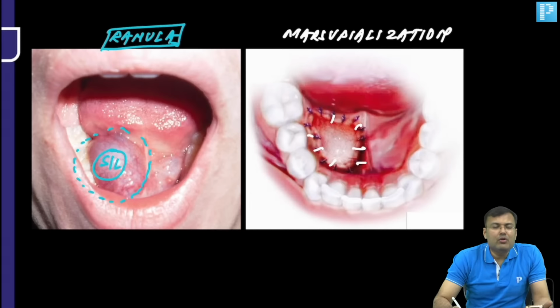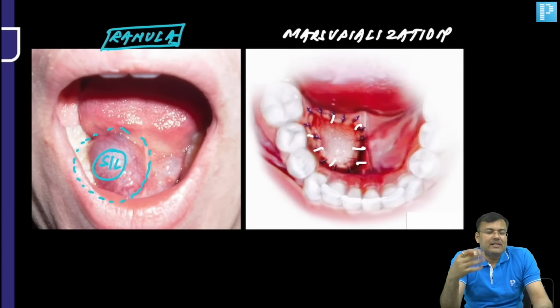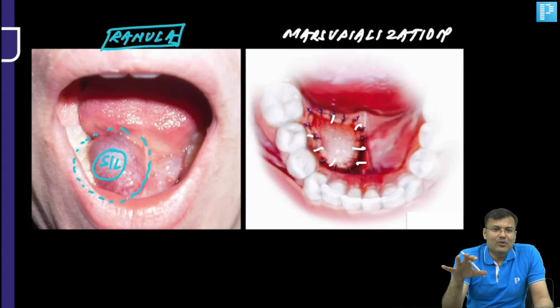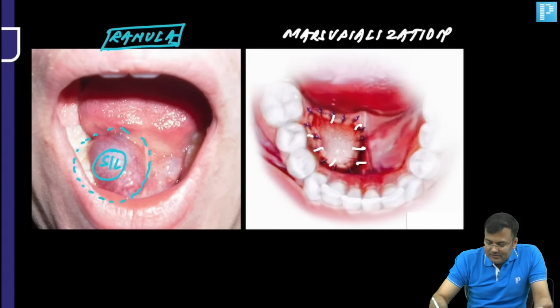If you are going to tell this word to some non-medico, आप किसी non-medico को बोल दीजिए marsupialization, उसको लगेगा कि गाली दे रहा है, ऐसा सोचेगा कि AG गाली दे रहा है. Clear? So, it is marsupialization. Okay? What's the treatment? Marsupialization in ranula.